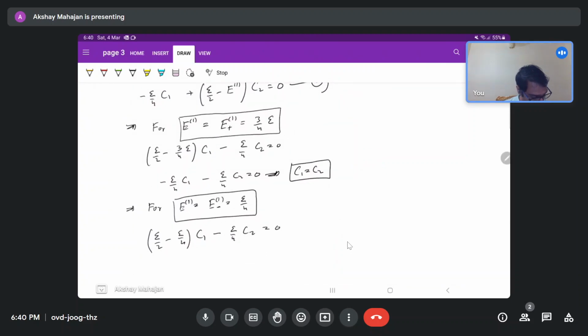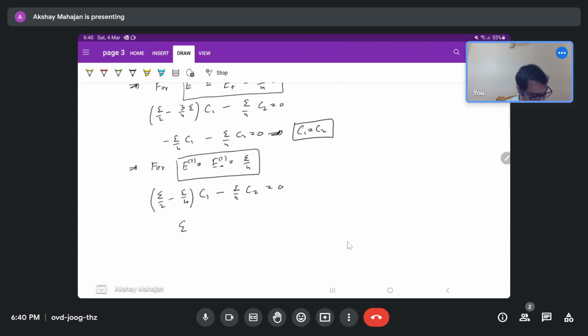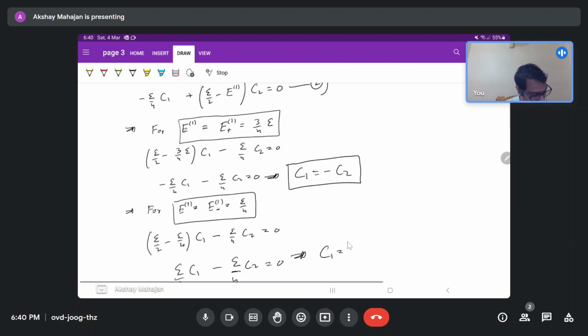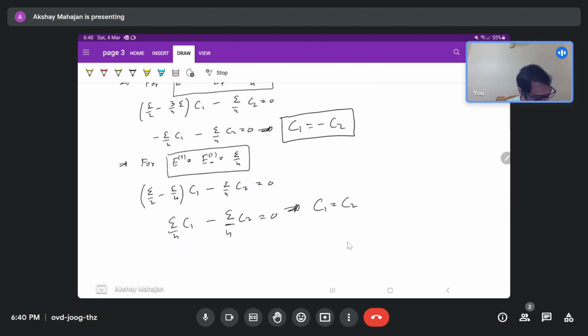And here we can say epsilon by 2 minus epsilon by 4, that will be just epsilon by 4 times C1 minus epsilon by 4 times C2 equals to 0. That gives us C1. Alright, let me just check actually. For the first one, what we are getting is C1 equals to minus of C2. As you can check, this is C1 equals to minus of C2, and the other will give you C1 equals to C2.